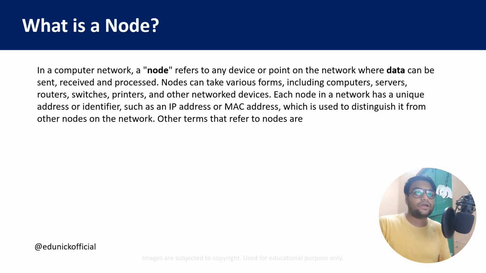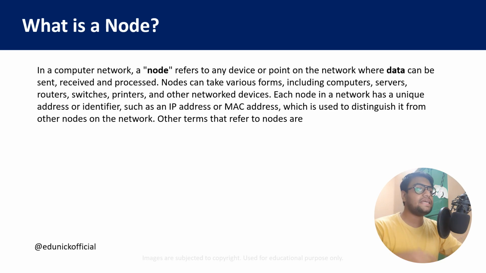So in a computer network, what is a node? A node refers to a device or a point on the network where data can be sent, received, and processed. Nodes can take various forms, including computers, servers, routers, switches, printers, and other network devices. Each node in a computer network has a unique address or identifier, such as an IP address or MAC address.